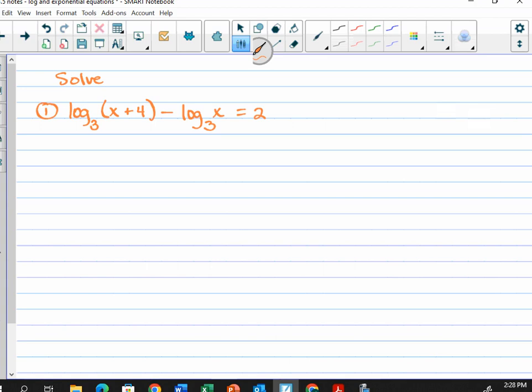Yes. You get x by itself. How did you get 2x? There's a subtraction sign in between the logs. You don't add x plus 4 and x. The subtraction sign in between the logs, what does that mean you should do? Right. x plus 4 over x. Yeah.